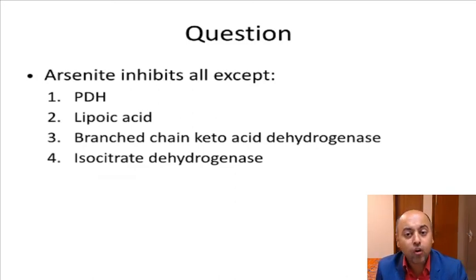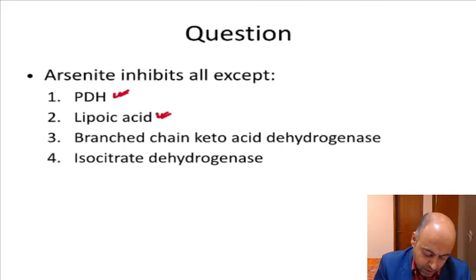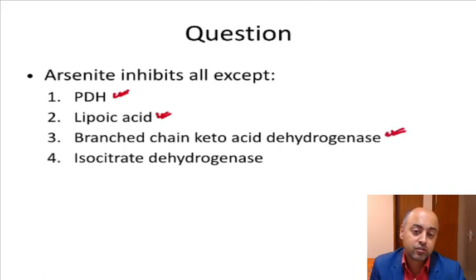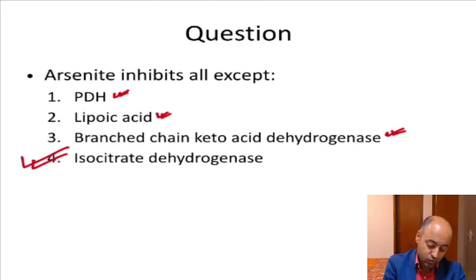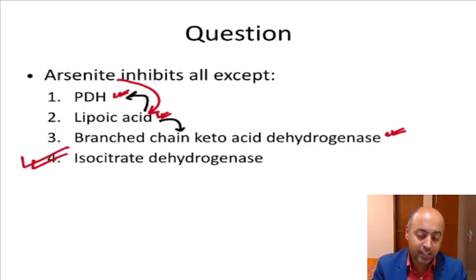Arsenite inhibits all except, here you have to make note. Arsenite will inhibit the PDH. It actually inhibits the lipoic acid, which is also present in the branched chain keto acid dehydrogenase. So it doesn't act on isocitrate dehydrogenase. The lipoic acid is present in the PDH and the branched chain keto acid dehydrogenase, so these will also get inhibited.